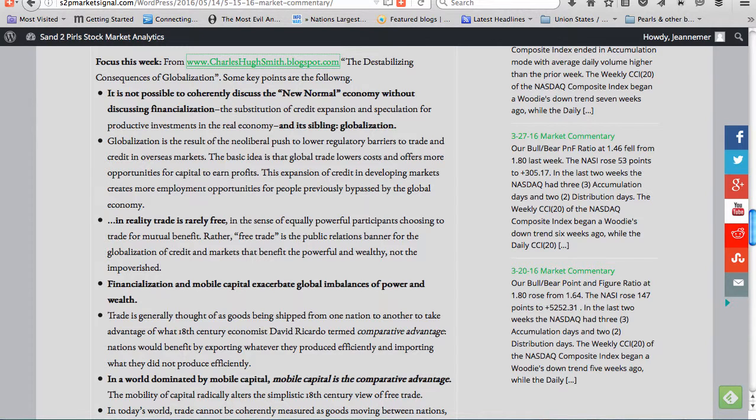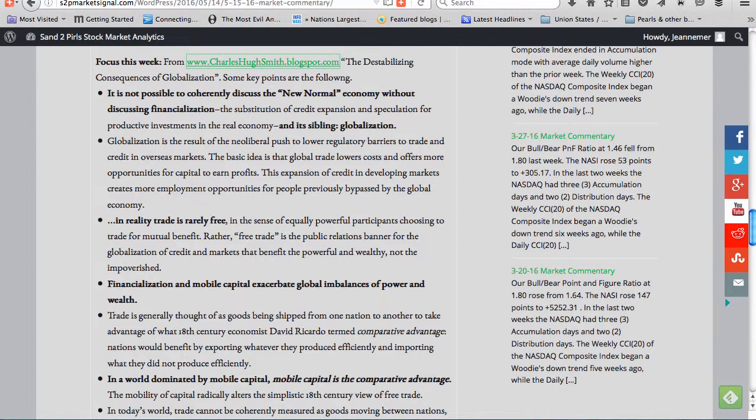Rather, "free trade" is the public relations banner for the globalization of credit and markets that benefit the powerful and wealthy, not the impoverished. Financialization and mobile capital exacerbate global imbalances of power and wealth.